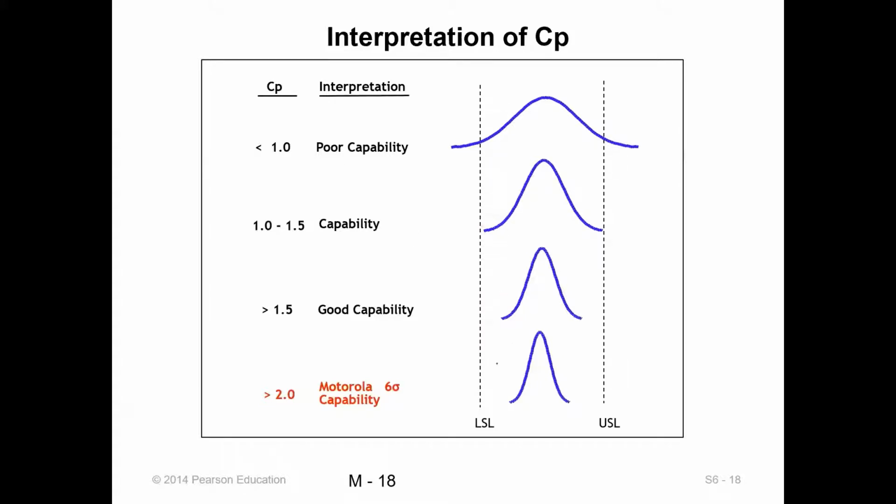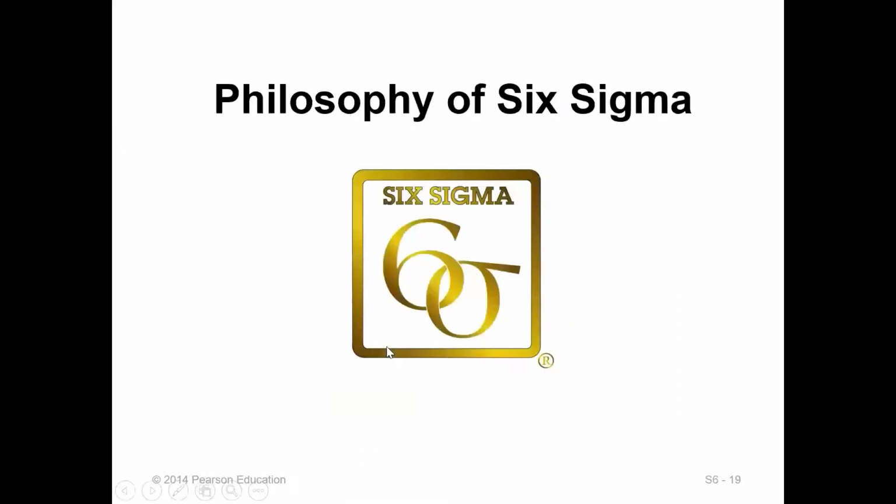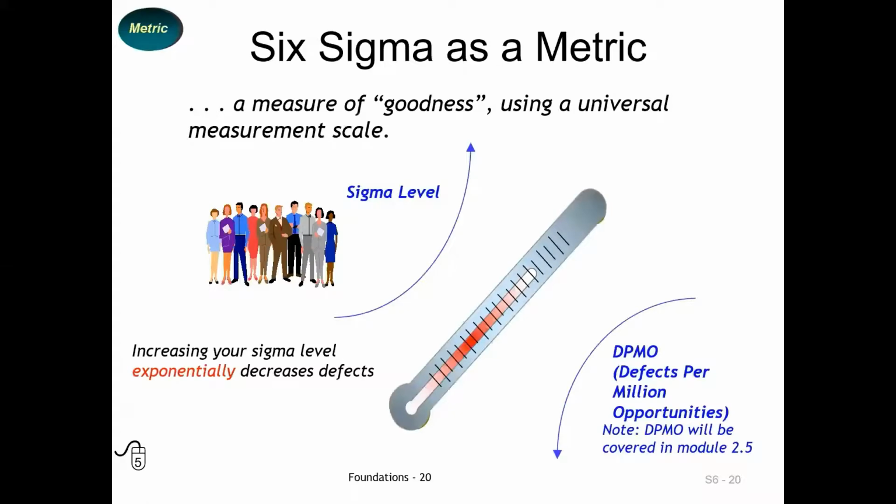1.0, 1.5 is general. And then what we targeted is we want to have a CP of more than 2.0, or 6 sigma process. Why? Why do we say 6 sigma? We're going to discuss 6 sigma in more detail in the subsequent topics, correct?